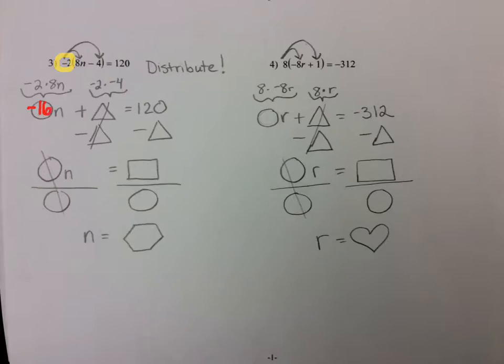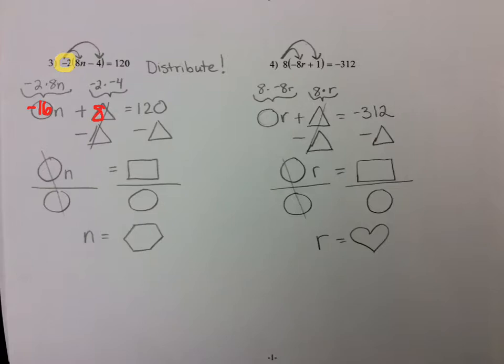So I have -16n plus, now I got to do the other part of my distributing. -2 times -4, excuse me. So negative times a negative is a positive, that's why it's a plus triangle underneath. And 2 times 4 gives me 8, so its triangle becomes 8. So it's -16n plus 8 equals 120.